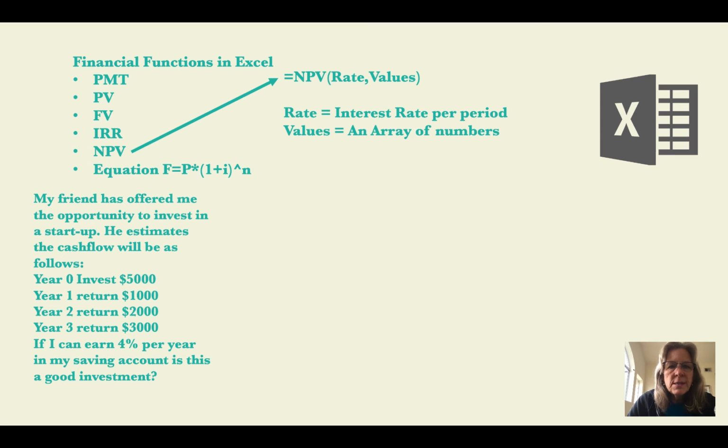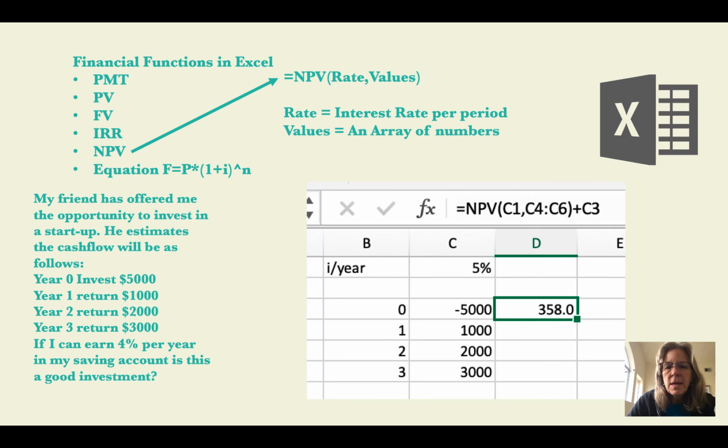But what I have to do here is, you can see I have the net present value, and the C1 is the interest rate. Oh gosh, I have 5% and it should be 4%. There's a mismatch there. I'm going to leave it, but just note that. So the interest rate of 5%, and then the range, I have C4 through C6. So it's really only the year 1, 2, and 3 for the net present value, because that brings it back to the beginning of time period 1, which is the same as the end of time period 0.